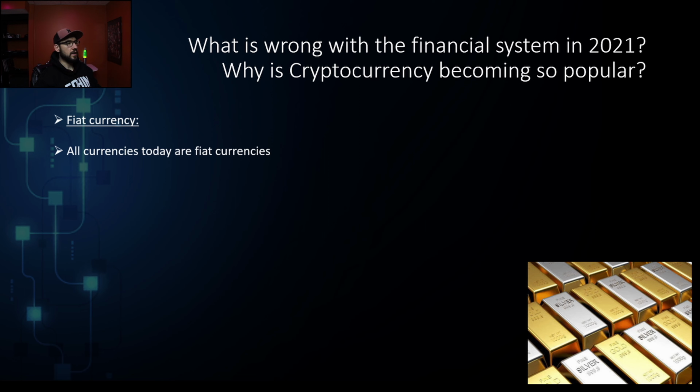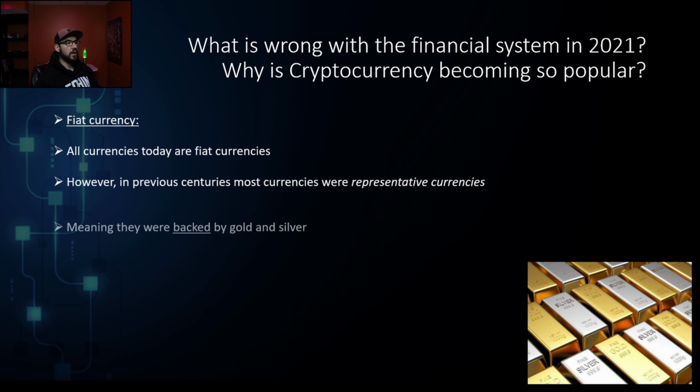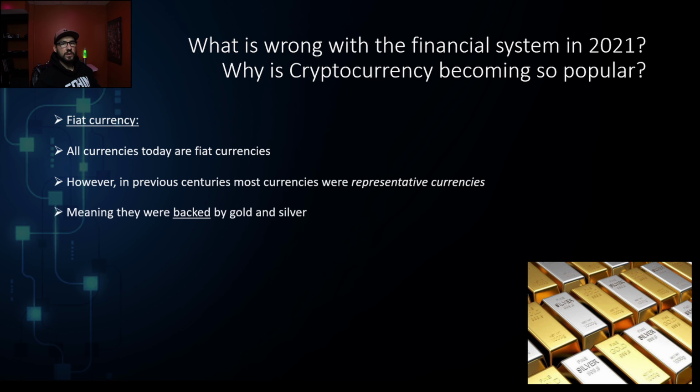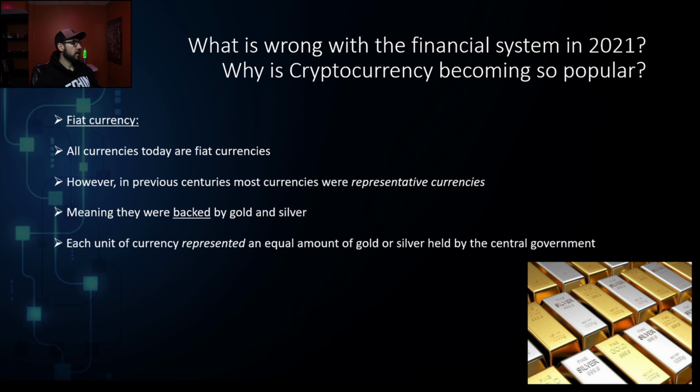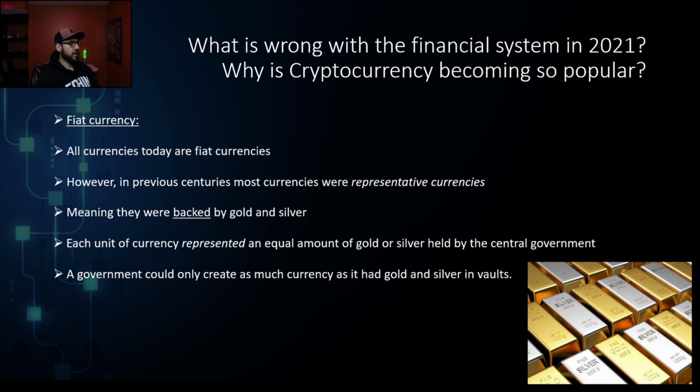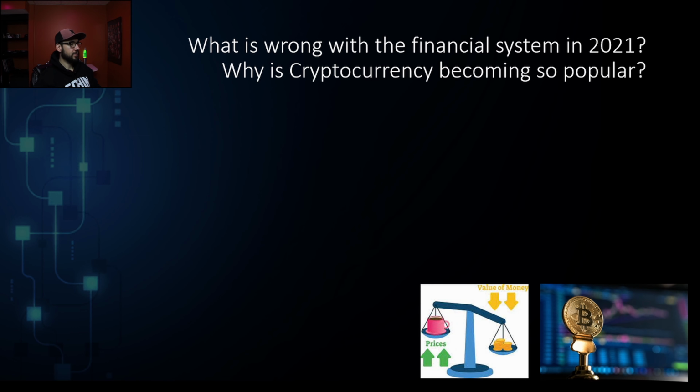All currencies today are fiat currencies. However, in previous centuries, most currencies were representative currencies. This meant that they were backed by gold and silver. Each unit of currency represented an equal amount of gold or silver that was held by the central government. The government could only create as much currency as it had gold and silver in vaults.